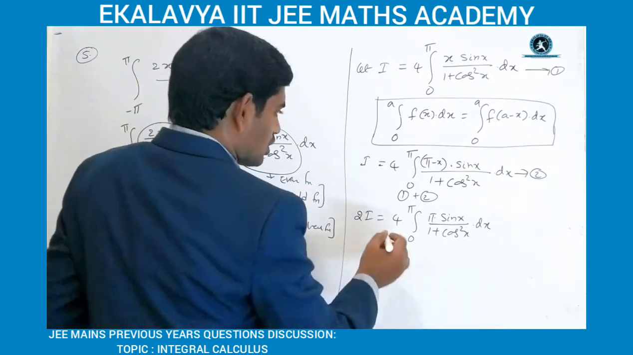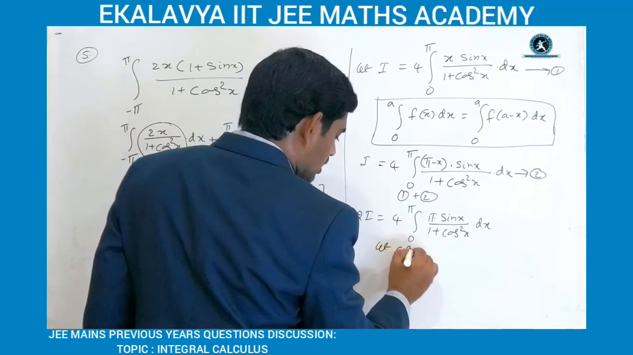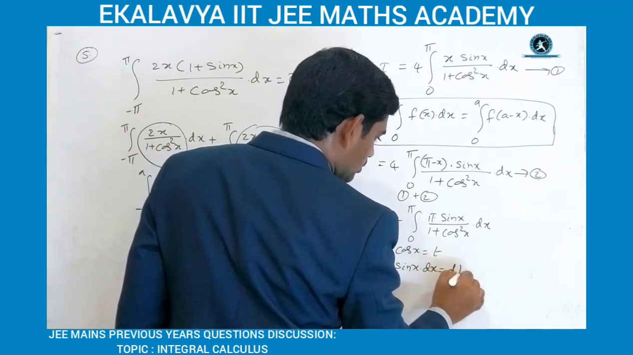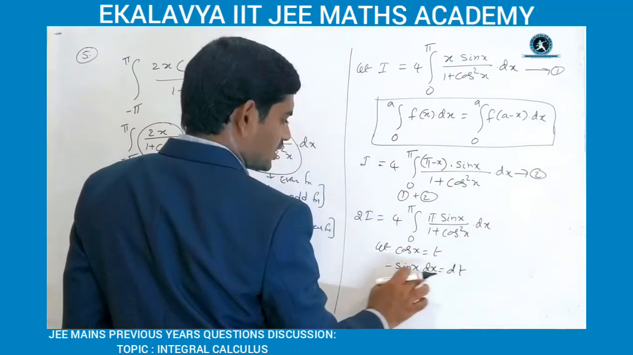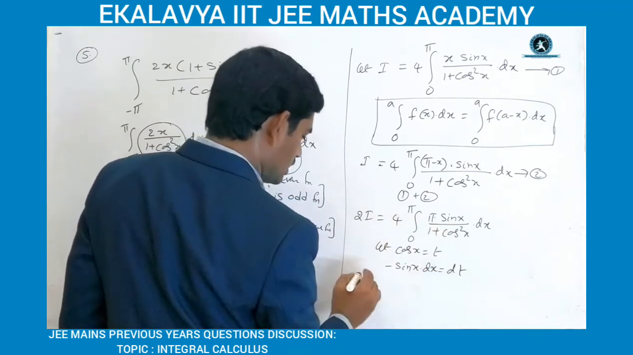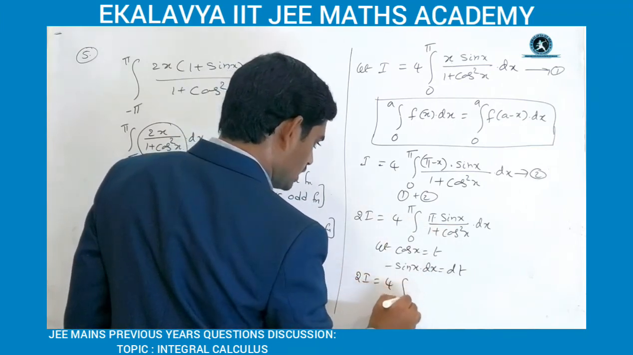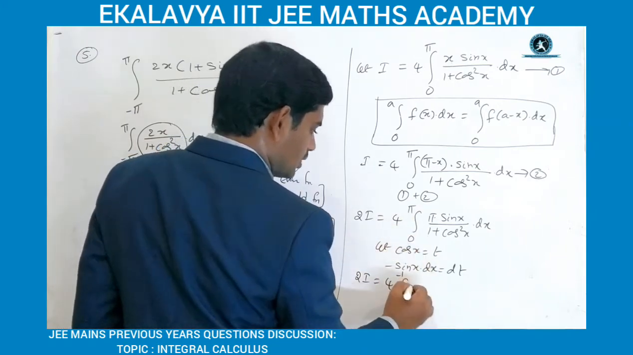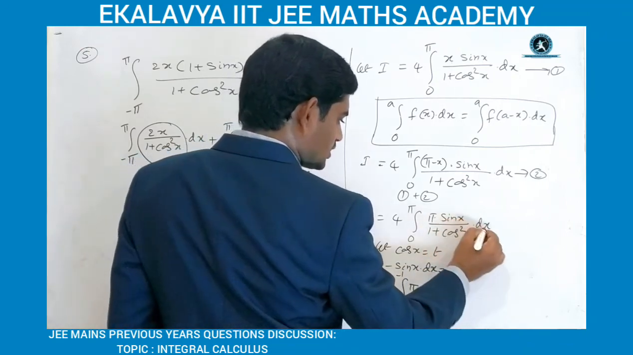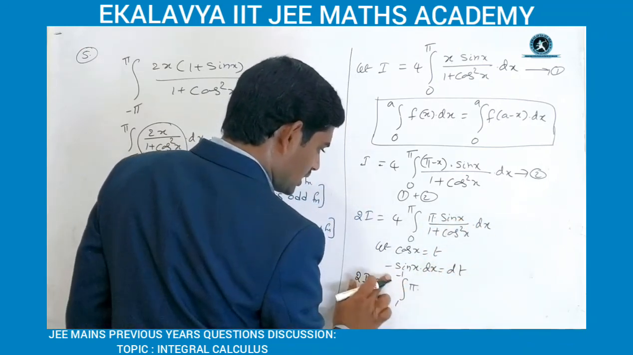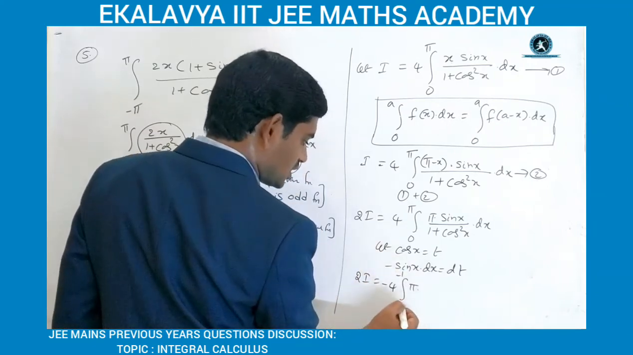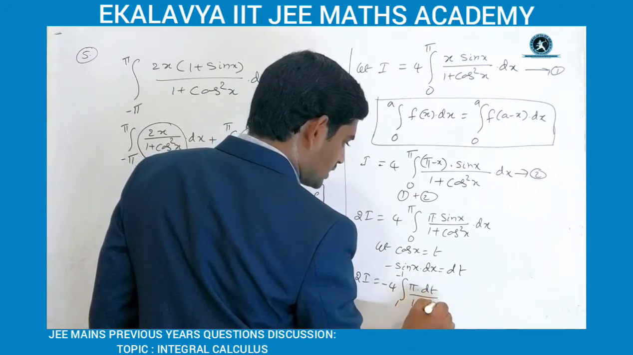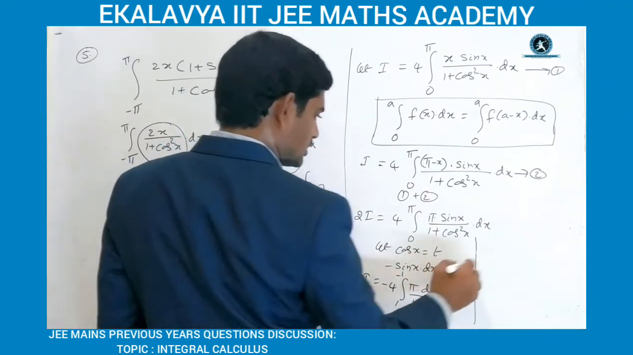So now let cos x be equal to t, then minus sin x into dx is equal to dt. Now if we substitute here, 2I is equal to 4 into the integration with limits cos 0 which is 1, and cos pi which is minus 1, pi into sin x dx is minus dt. So I am writing here minus 4 times the integration of 1 to minus 1 of pi into dt upon 1 plus t square. So I am going to simplify this.